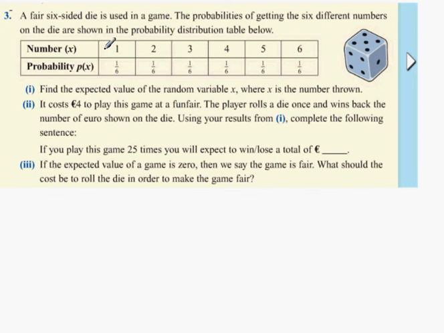Basically what I want you to do is find the average. There's 2 ways of looking at it. I'll show you the first way. To get the average, what you do is you multiply the score by the probability of getting that score and add them all together.